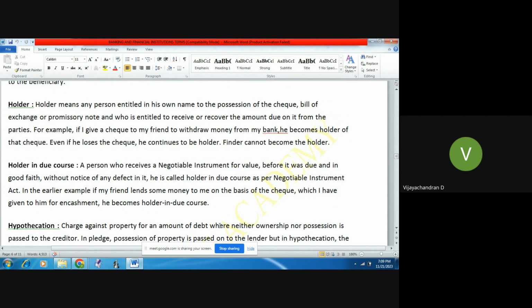Suppose I am writing a check to Y. So Y is a holder, correct? I am the drawer of the check, and Y is the holder of the check. Suppose Y is indebted to Z; he will transfer the check to Z for his loan. In return for the loan, he will transfer my check, so Z will be the holder in due course. It will not be obtained by theft, or stolen, or by any malpractice. There should be no defect. Without any defect, you should hold the negotiable instrument. That is known as holder in due course.